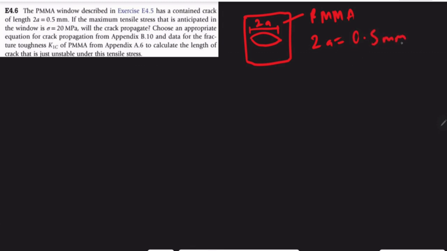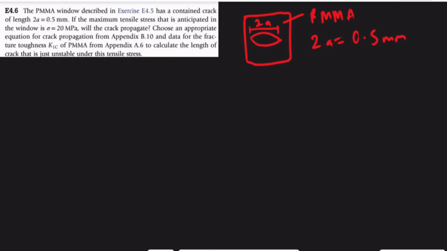One thing I want you to note is that the presence of a crack in the material lowers the stress that can be borne by that material. If there are cracks in that material, there will be stress concentrations on those cracks, making the material fail below its actual failure stress. So in this question, they are trying to know if this material will fail when it has a crack of 0.5 millimeter, at a maximum load of 20 MPa. So that's what they are trying to assess.